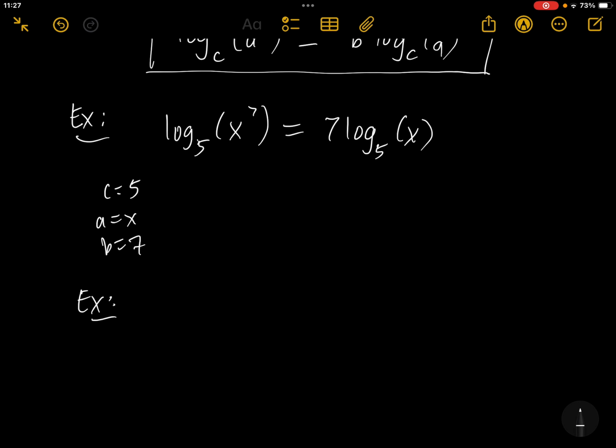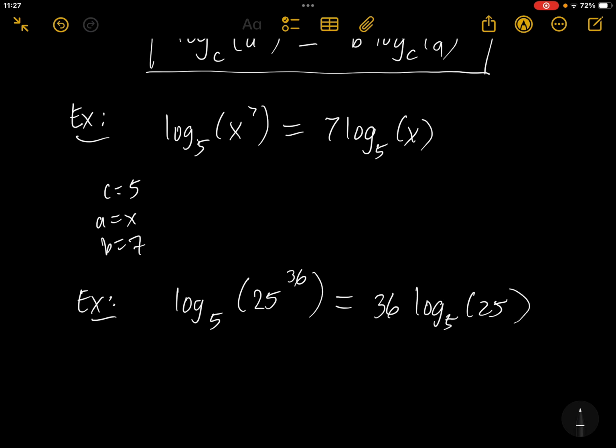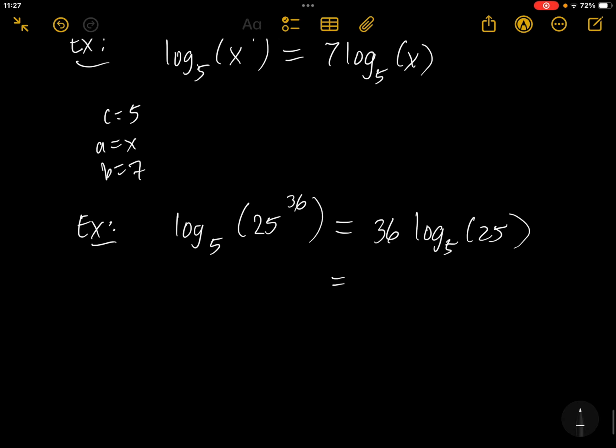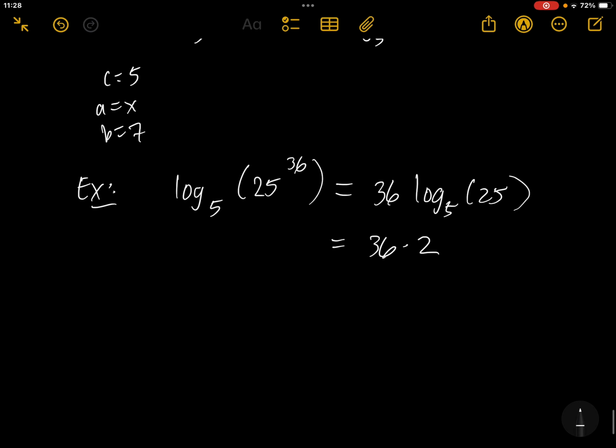Here's another example. What's log sub 5 of 25 to the 36th power? Well, I'm using my property of logarithms. This is 36 times log sub 5 of 25. And I know what log sub 5 of 25 is. What is that? That's 2, because 5 squared is 25, and then 36 times 2 is 72.